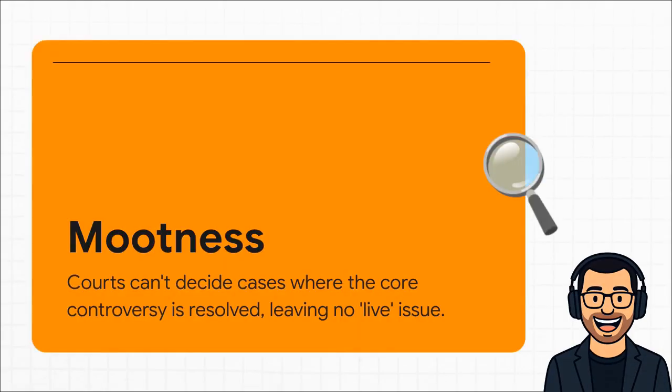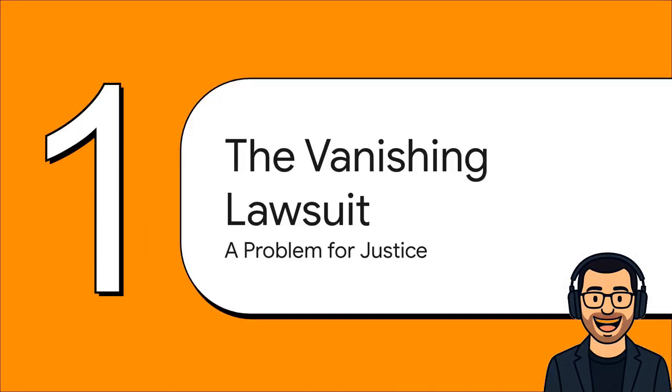For the courts, this is a massive problem. And this brings us to a foundational legal concept called mootness. Now, under the U.S. Constitution, federal courts are only supposed to rule on actual, live controversies. They're not there to give out advice or answer what-if questions. So, if the central conflict in a case just resolves itself, that case is considered moot, and boom, it usually gets dismissed.